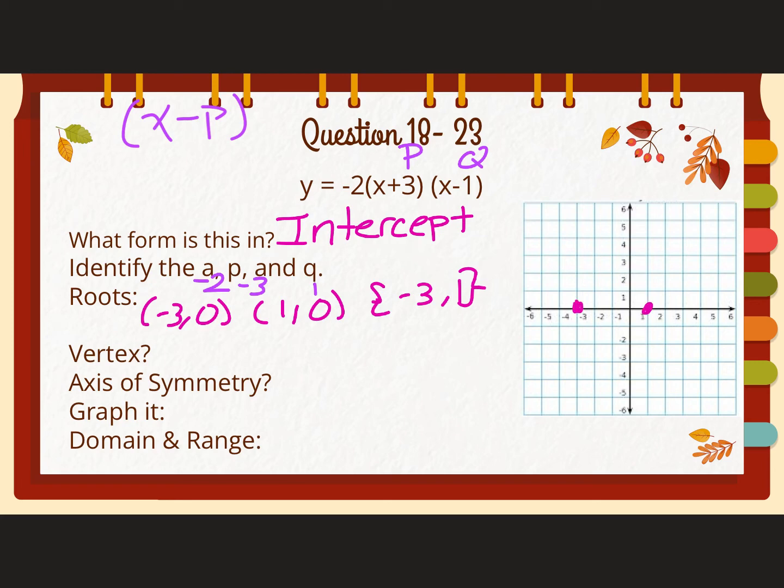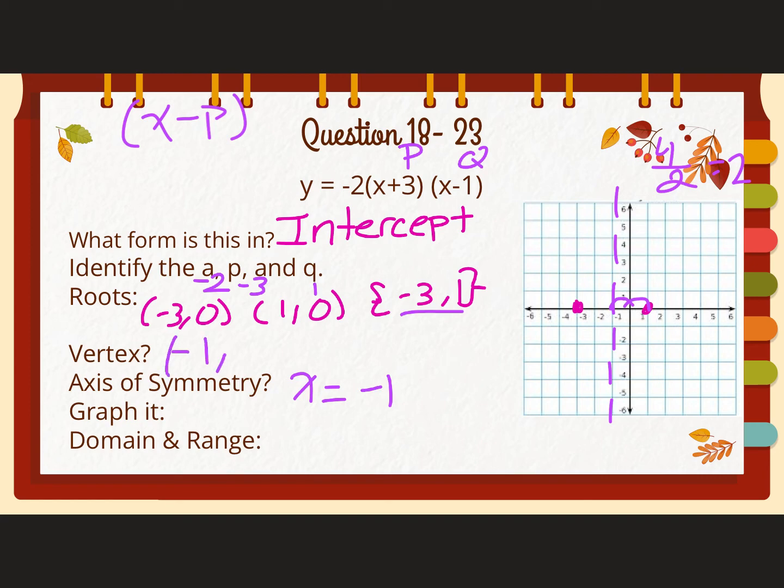So now what we need to do to find our vertex and our axis of symmetry is to find the midpoint from -3 to 1. Well, I know that total distance is going to be 4. But if I take that 4 and I cut it in half, I get 2. So I just need to go 2 blocks over from either direction, and I have my axis of symmetry. So our axis of symmetry is x equals -1, which means my vertex, the x value, is -1.